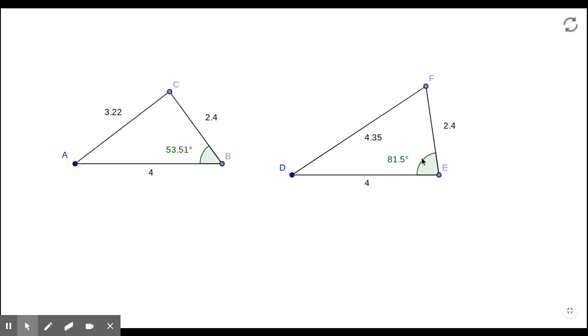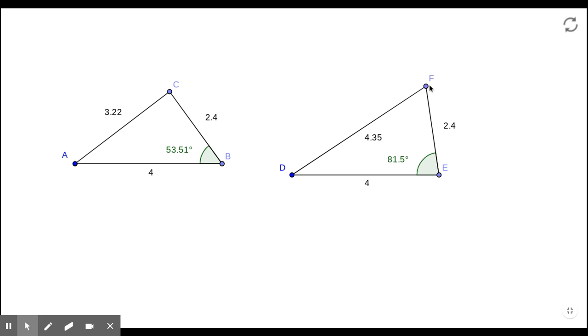So the idea with this Hinge theorem is, if the larger angle is in this triangle, then this triangle would have a longer third side. So we see the third side over here is 4.35. Now, we don't know this number just because of the angle, but we do know that this side should be longer than the third side in the other triangle, and it is. So the Hinge theorem says if two sides are congruent, then the angle will tell us which triangle has the larger third side.